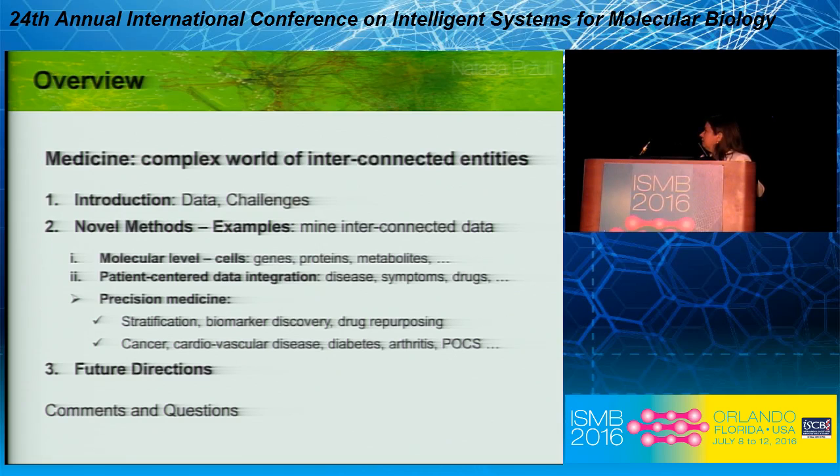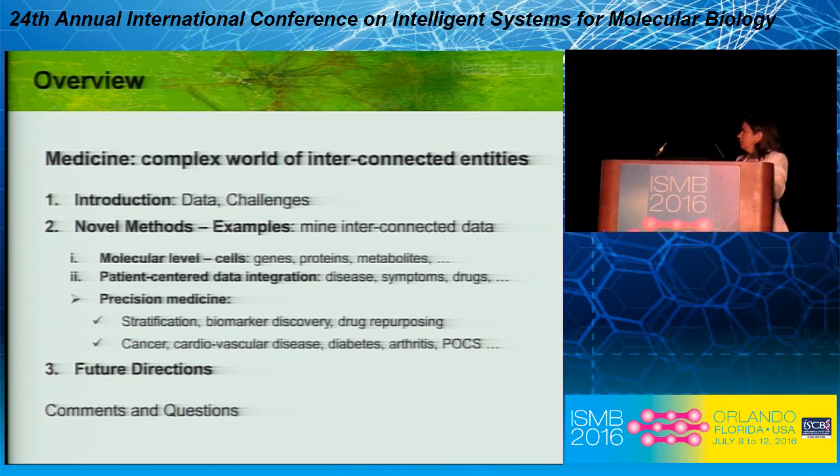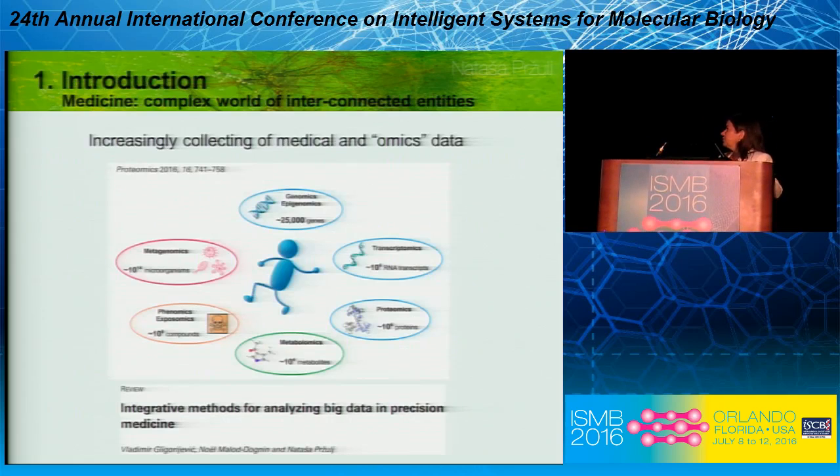and how to mine them at two levels: at the molecular level of cells, where we have genetic interactions, protein interactions, metabolic interactions, and so forth, and also at the second level, which is patient-centered data integration, where we want to find out more about disease, symptoms, drugs, and so forth, and to use that to personalize medicine. And in the end, I'll point to some future directions, and hopefully we'll have time for comments and questions.